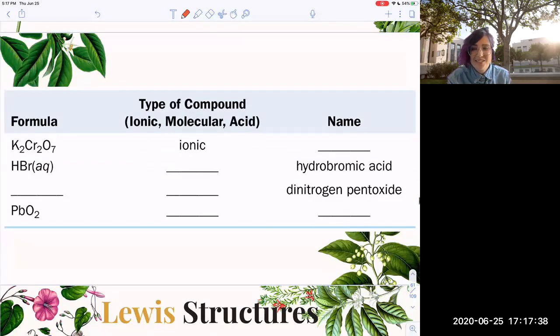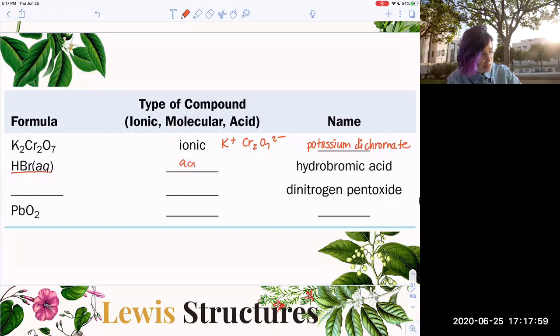Do it again. All right, so what do I got here? I got K+, I got Cr2O7 2-. This is potassium and dichromate, because it's 2 chromiums there. Potassium dichromate.